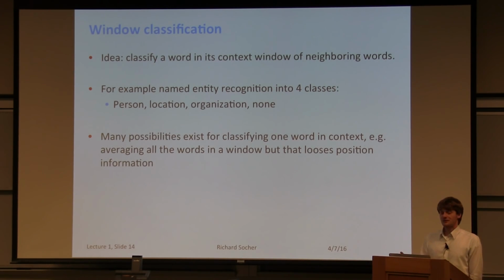There are lots of different possibilities for classifying a word in its context. One would be to average all the words in a window, but that loses the position, and you might want to know whether "the" or "driving to" appears before or after a specific word, because if you're driving to X and you see all the "movement to X" kinds of windows, X will probably be a location. So you want a model that captures that.